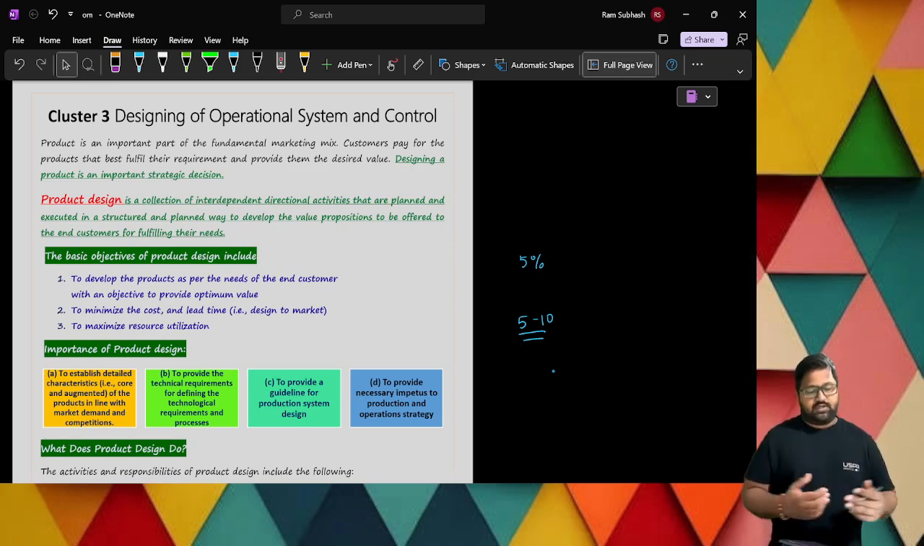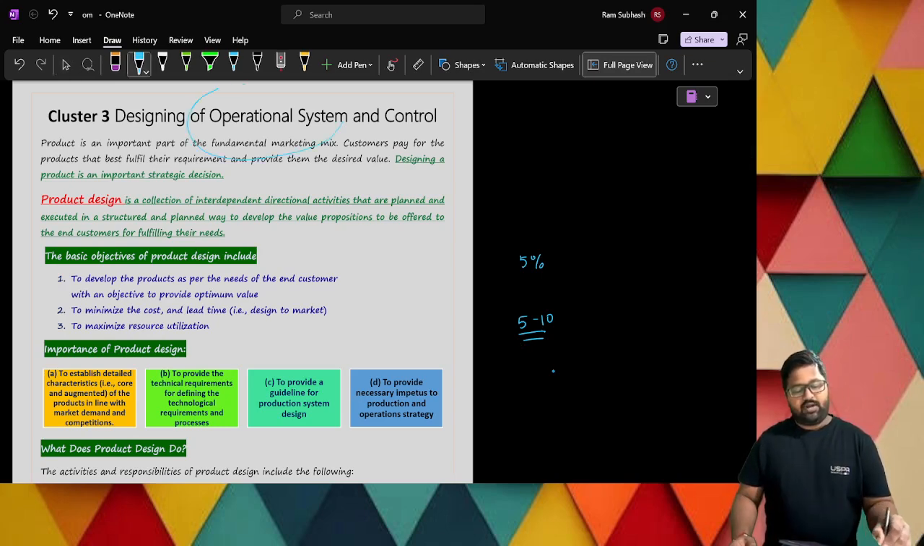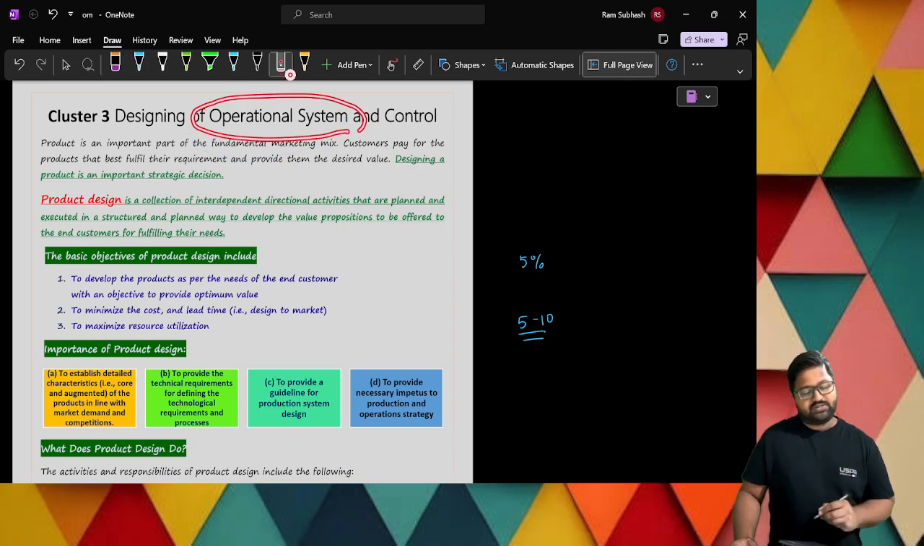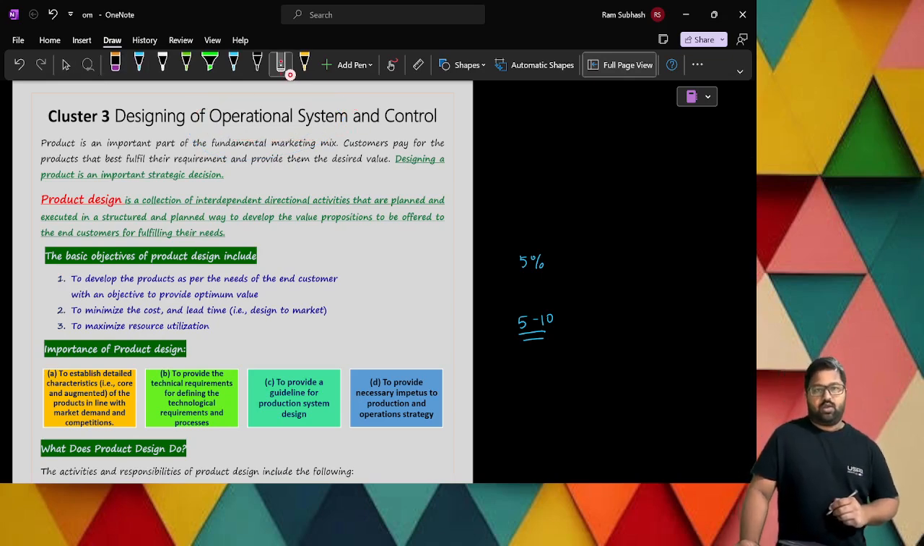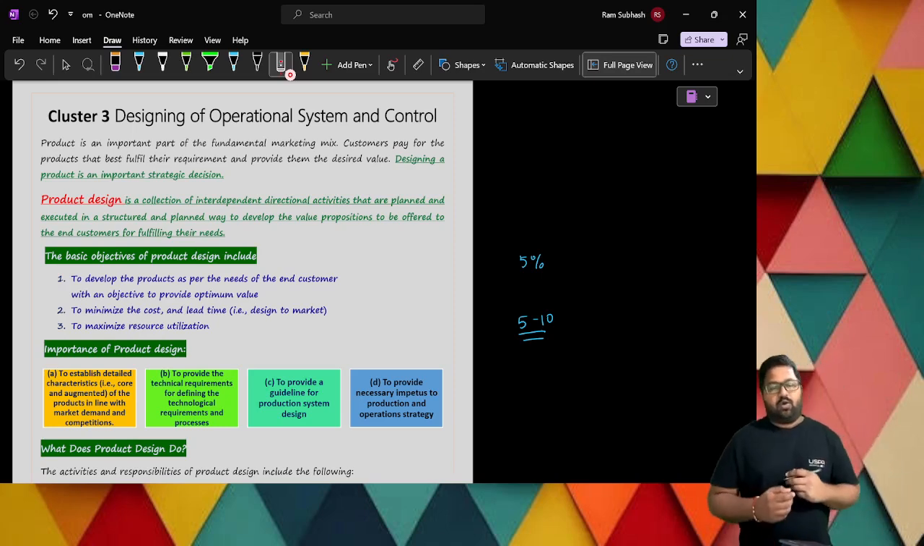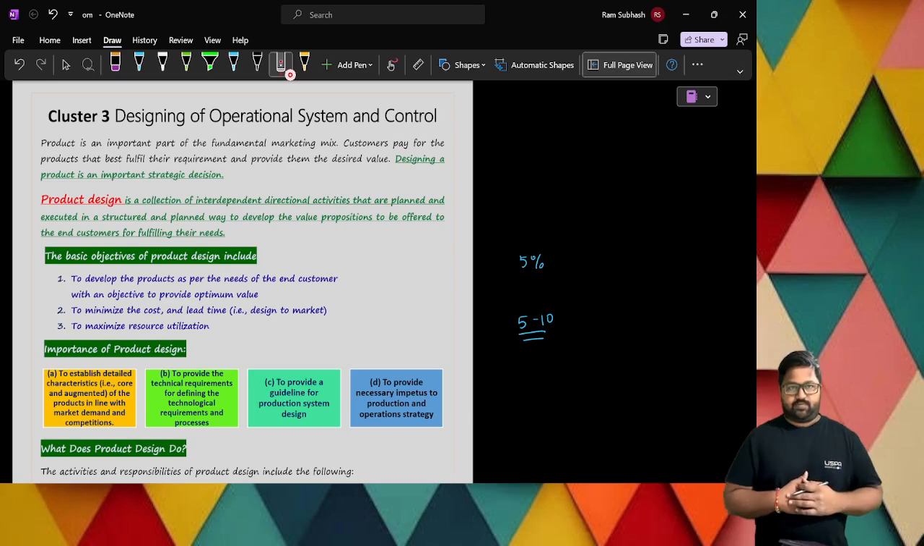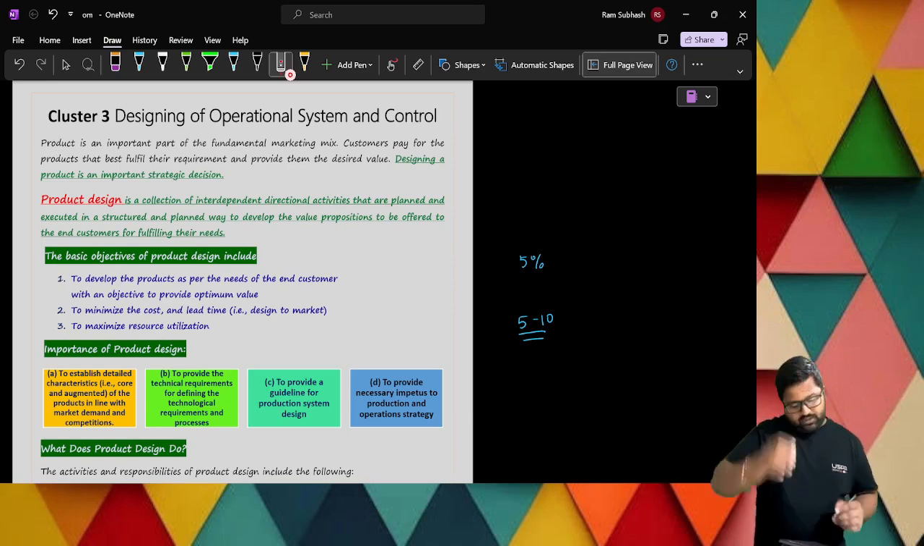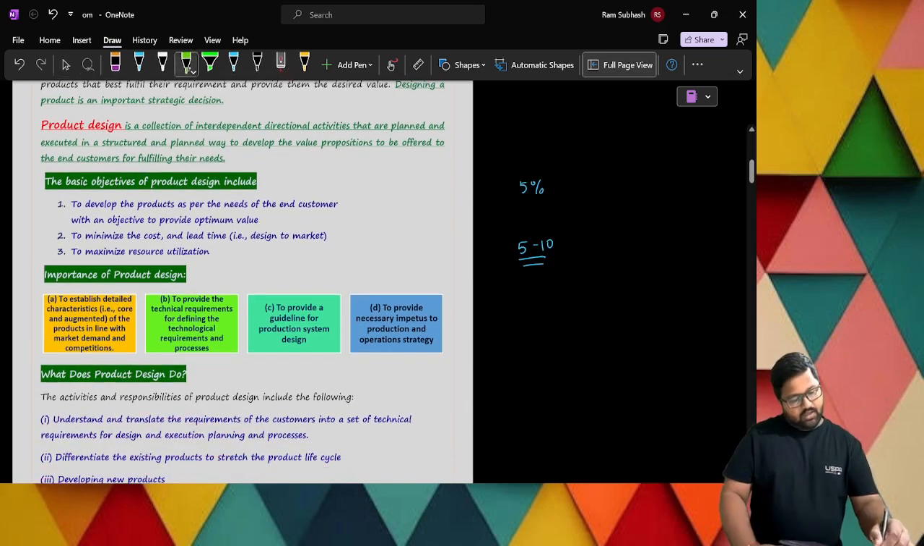What is the title of the chapter? Designing of operational system and control. So the title is about operational system design and its control. Now, what is meant by operational system?